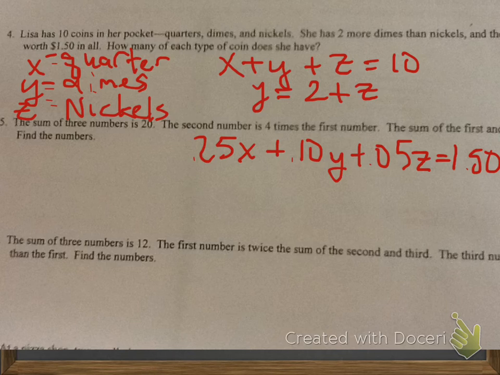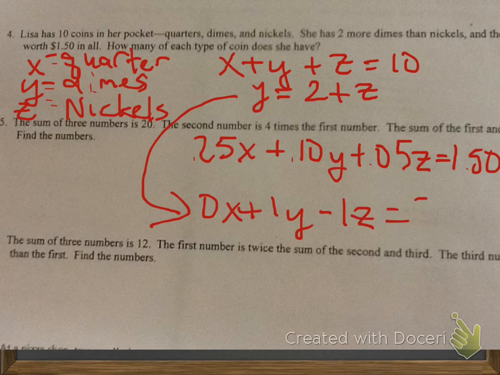Alright, so if I want to be able to do this, again, I need all my variables on one side. On the first equation, are all my variables on the left-hand side? Yes. On the third equation, are all my variables on the left-hand side? No. The middle equation, are all my variables on the left-hand side? No. I need to move this z over to the left-hand side. What is it going to become? Negative z. And what am I missing? I'm missing the x, so I got to put a 0x. 0x plus 1y minus 1z equals 2.